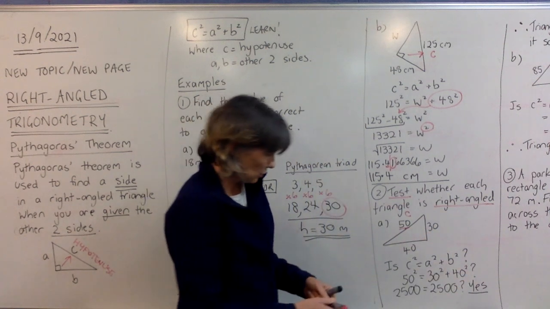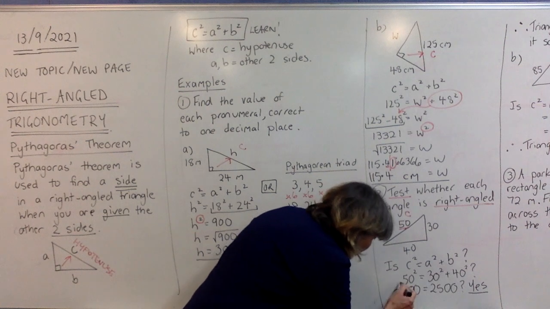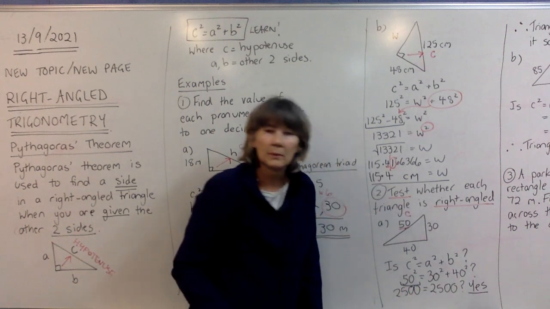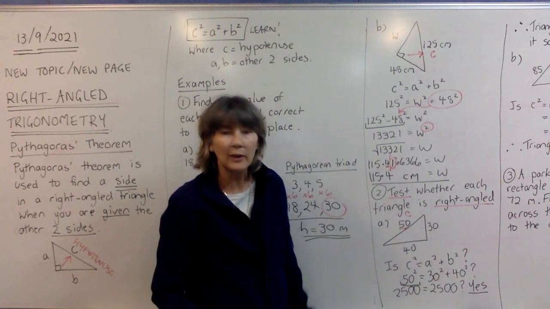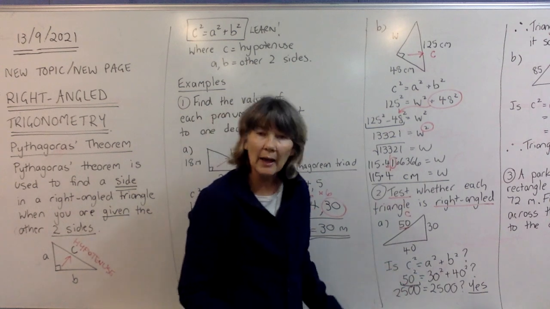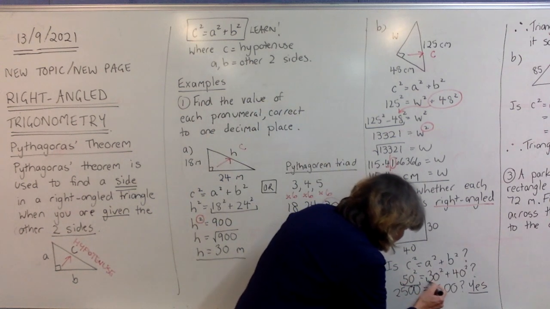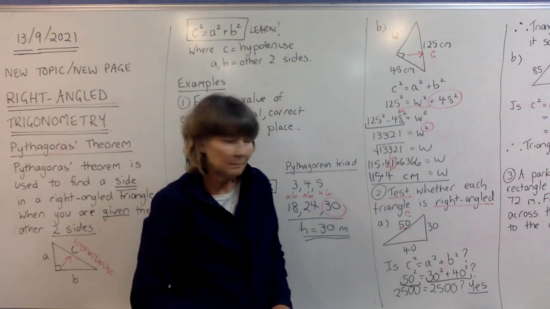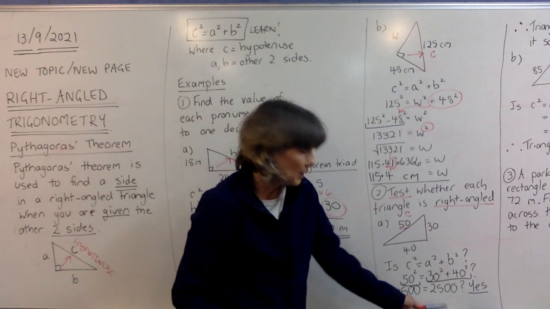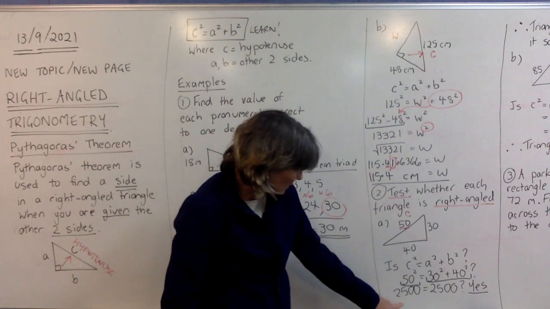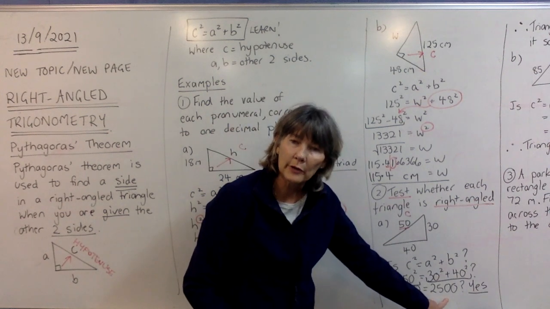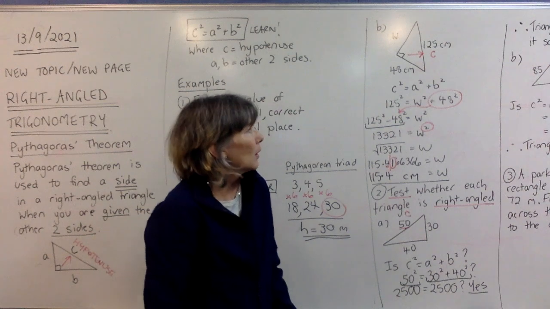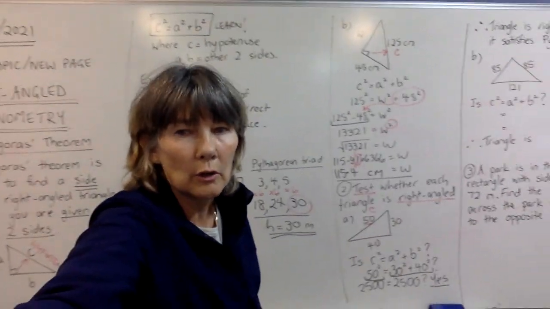So now you're going to work out 50 squared on your calculator, and that will give you 2500. Then you're going to go over to the other side and work out 30 squared plus 40 squared on your calculator, and that will give you 2500. So is 2500 equal to 2500? Yes, it is.